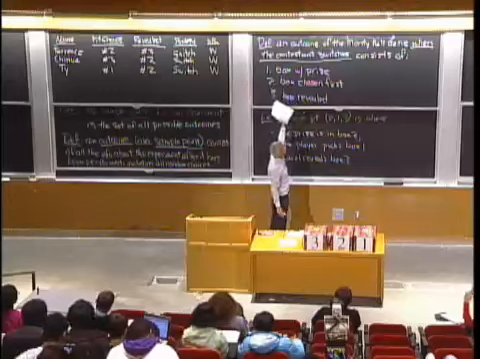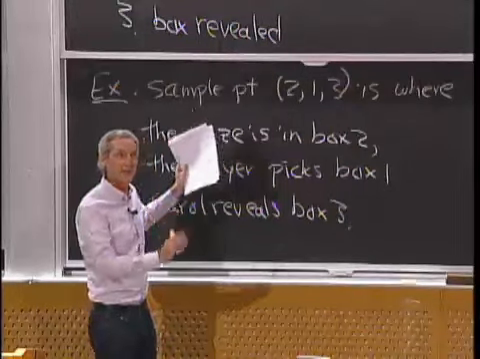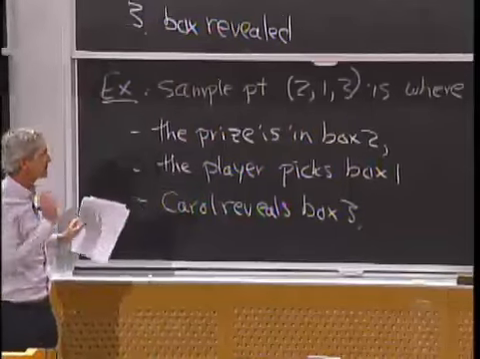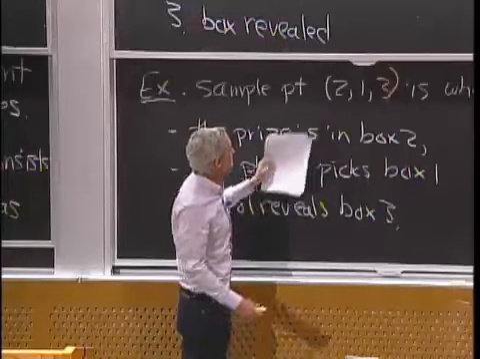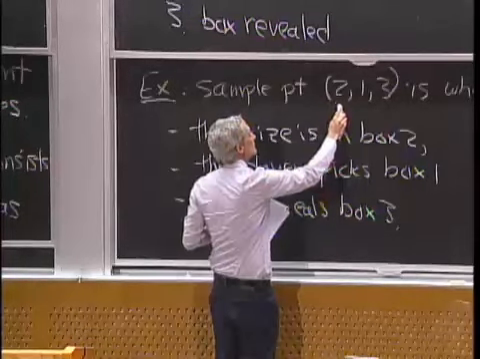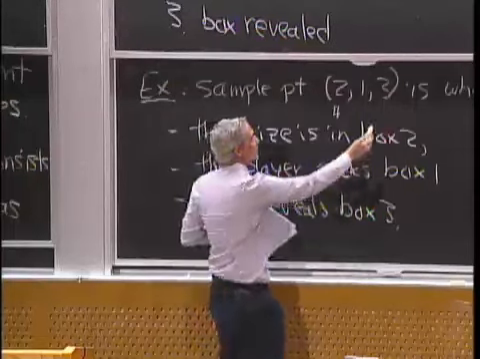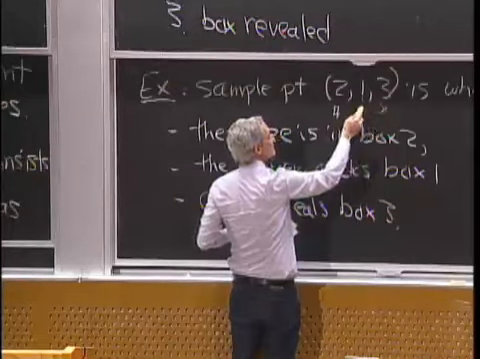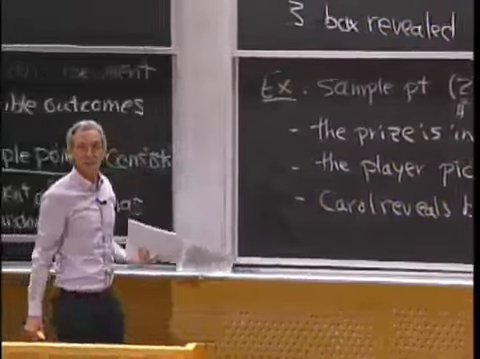Yes, because for most of the rest of the day we're assuming the switch case, because we're going to analyze that. So that's fixed, they switch. They come in knowing they're going to switch. So the prize is in 2. All right, prize is here. The player started here. Carol revealed 3. And when they switch, they got the prize. So in this outcome, the player won.